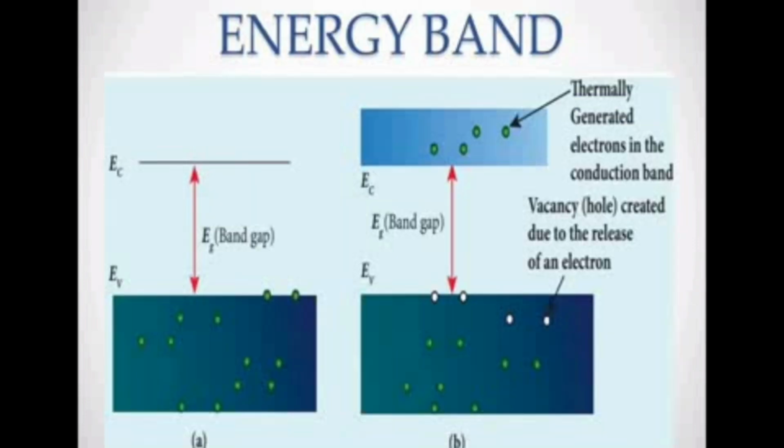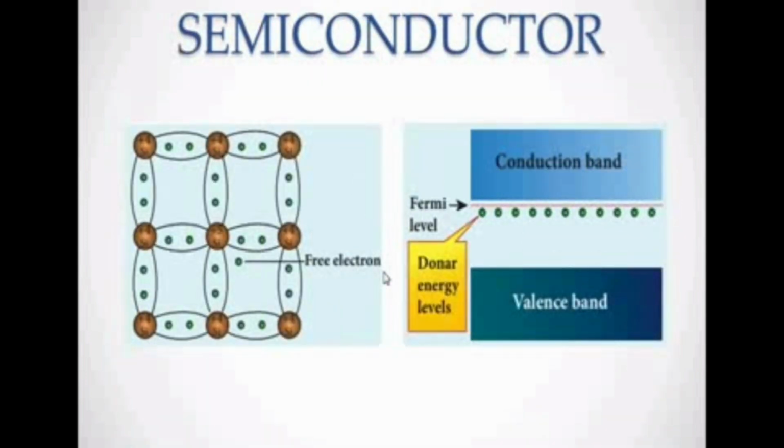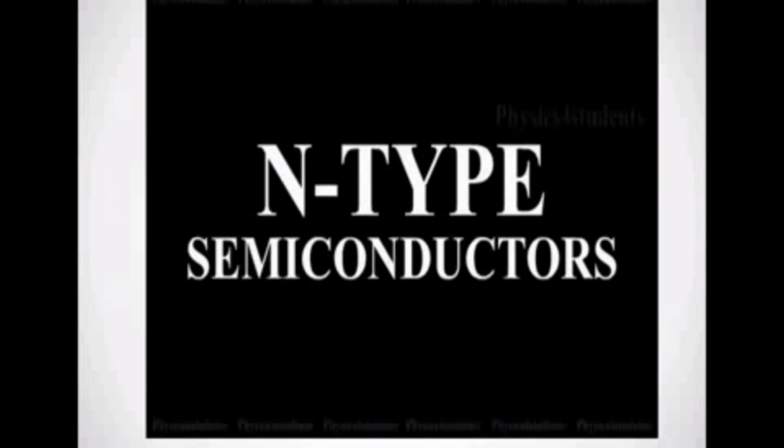Energy band: see how the energy band changes. Just now we saw the thermally generated electron in the conduction band, created due to the release of an electron. The donor level is very close to the conduction band, so an electron can easily jump to the conduction band. So this is N-type.